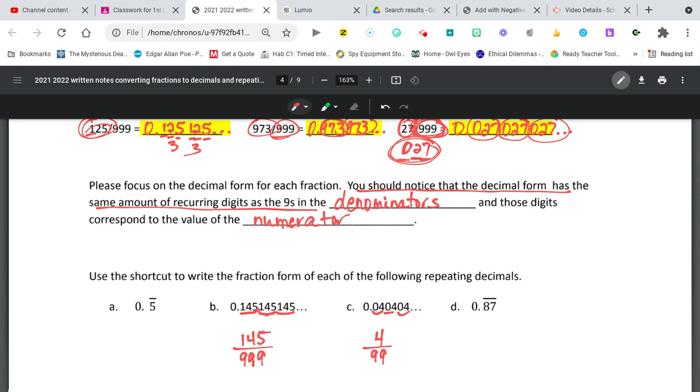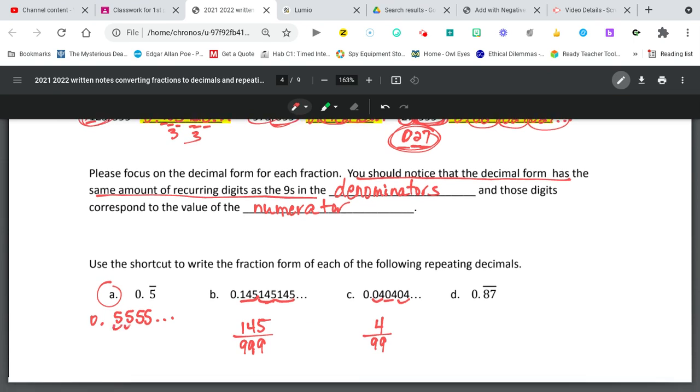Okay, these are a little different. I'm going to go back to A. The one with bar notation just means it's a bunch of 5s repeating. Just write it out like that. Only the 5 is repeating: 5, 5, 5, 5. That's 1 digit repeating, and it's that digit 5.